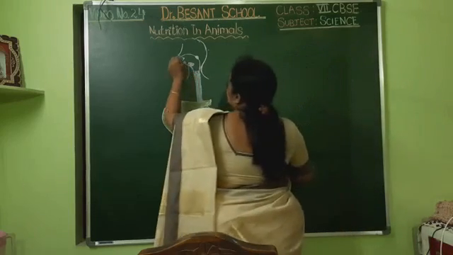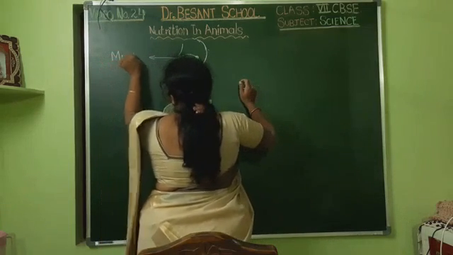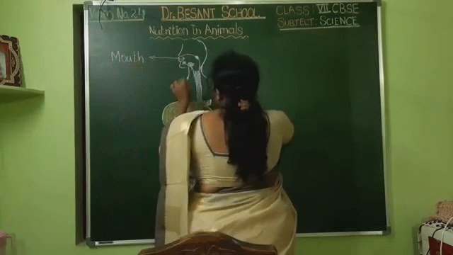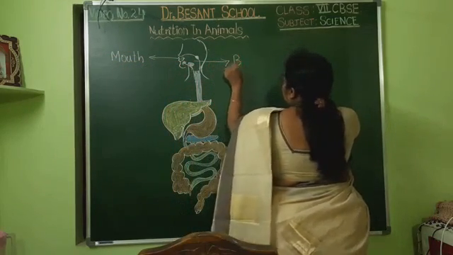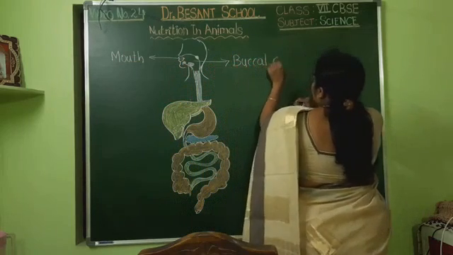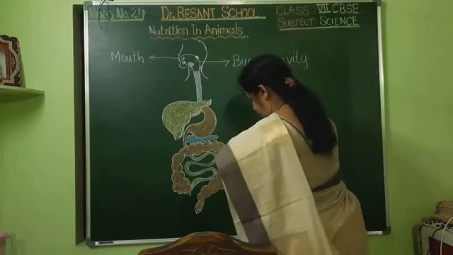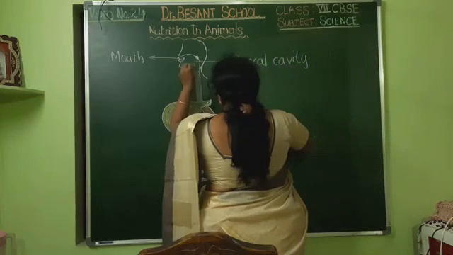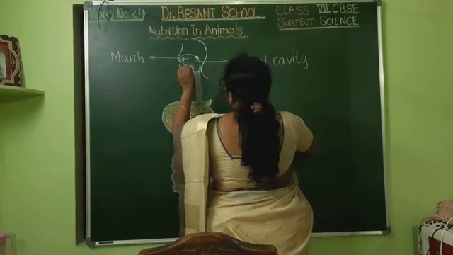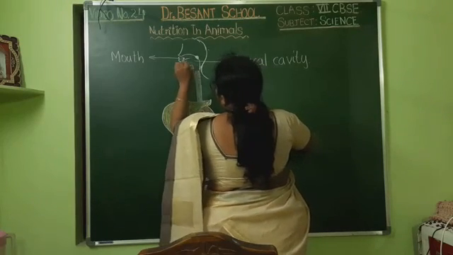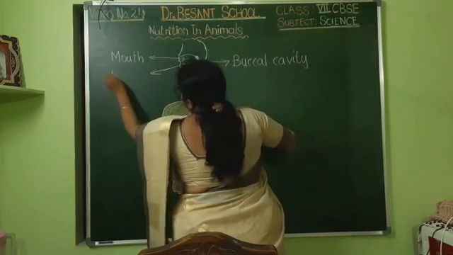Here this is the mouth. You are getting so many new words, isn't it? You have to learn all those words carefully. In this region, this is the buccal cavity. Here I forgot to draw the tongue. So here you can see the tongue. It will be attached to this tongue.